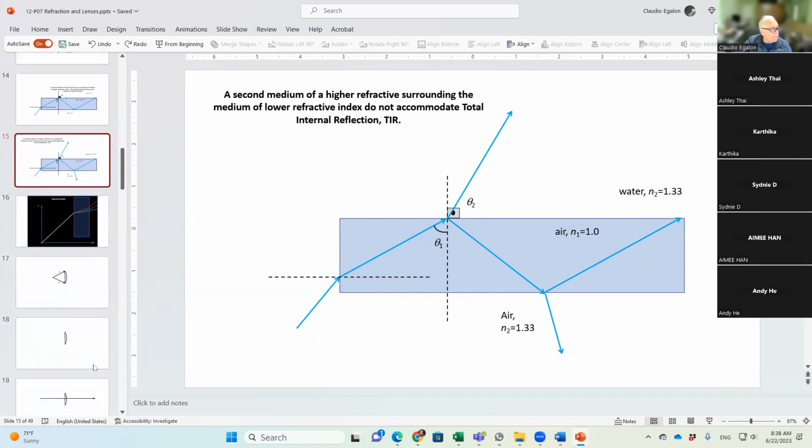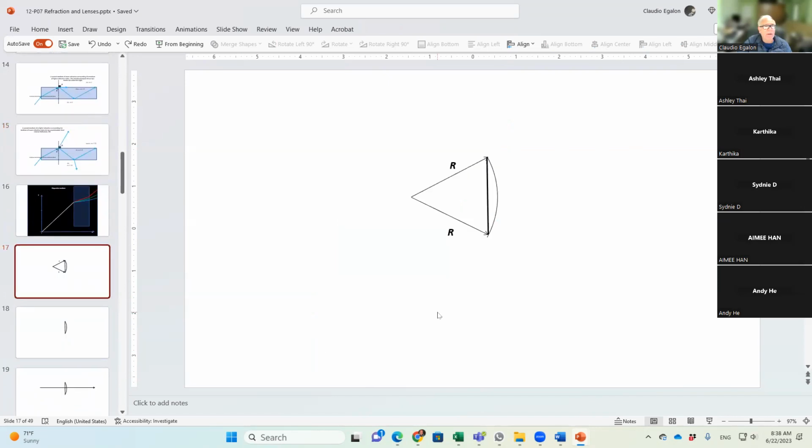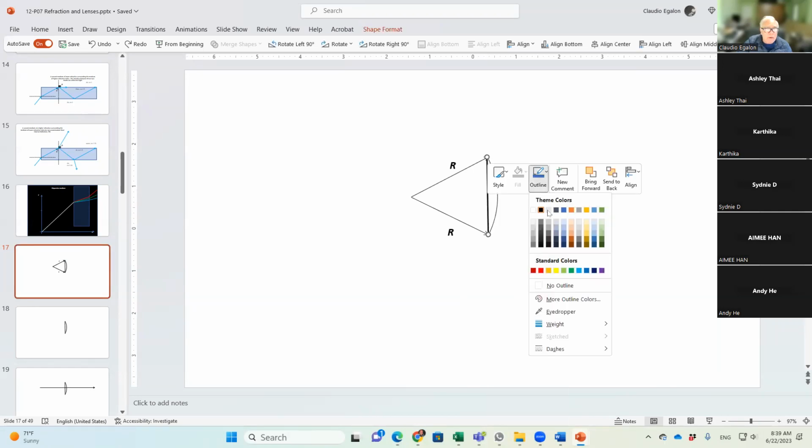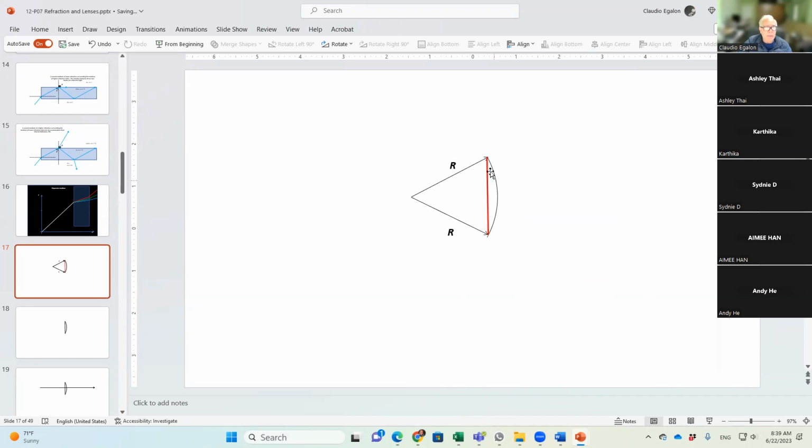Now let's talk about lenses. Spherical lenses, just like mirrors, are formed out of a sphere. Here I have a plane convex lens. This surface has a radius of curvature r, and this surface has a radius of curvature of infinity. I'm going to put it in a different color. The radius of curvature of this surface is very large.